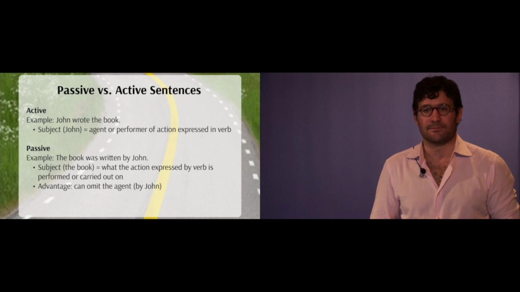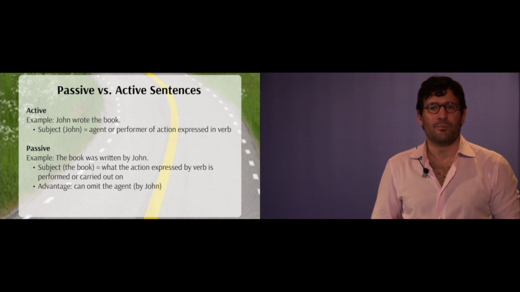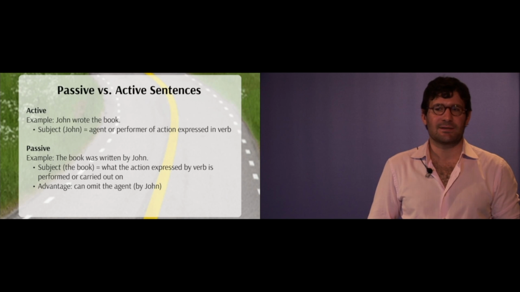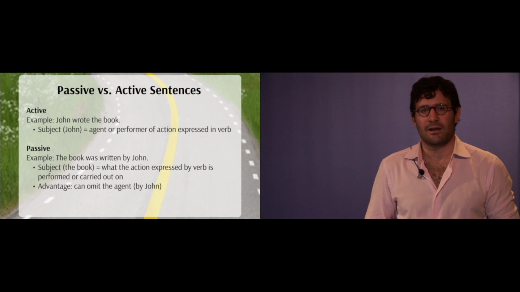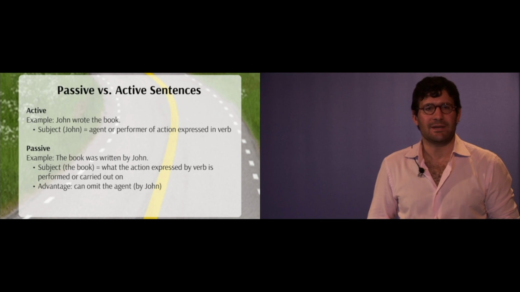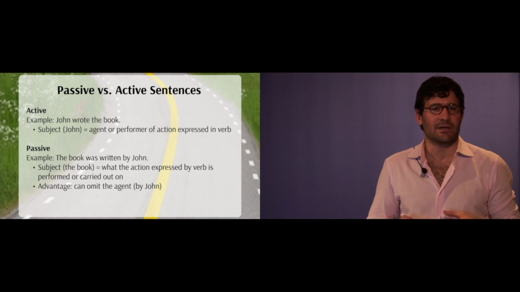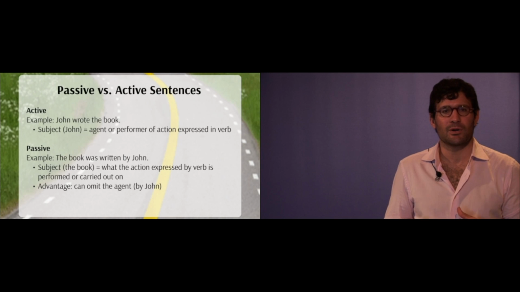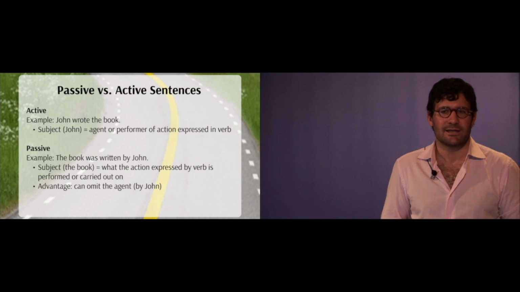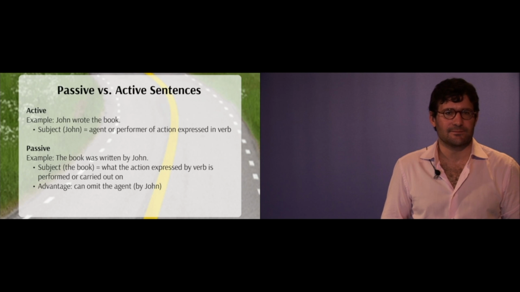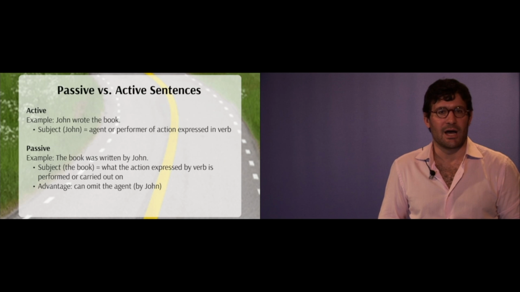He's performing that action. In the passive sentence, the book was written by John. The subject, the book, is what the action expressed by the verb is performed or carried out on. And it's called passive because of the etymology, it comes from Latin patior, which means to suffer something, or to receive something in return. So essentially the book here is suffering the action performed by John. Now the advantage in a passive sentence is that you can easily omit the agent. So for example, we can say the book was written. We can easily omit the by John.